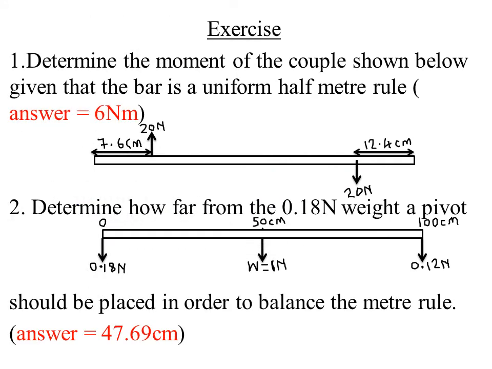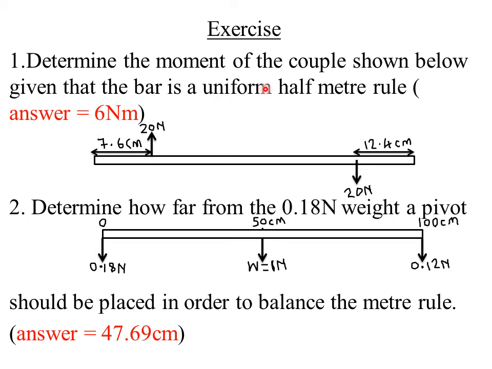And lastly, I give you an exercise here which I recommend that students should try to see whether they understood what we've just explained. So question 1 reads: determine the moment of the couple shown below, given that the bar is a uniform half meter rule. So the expected answer is 6 Newton meter.